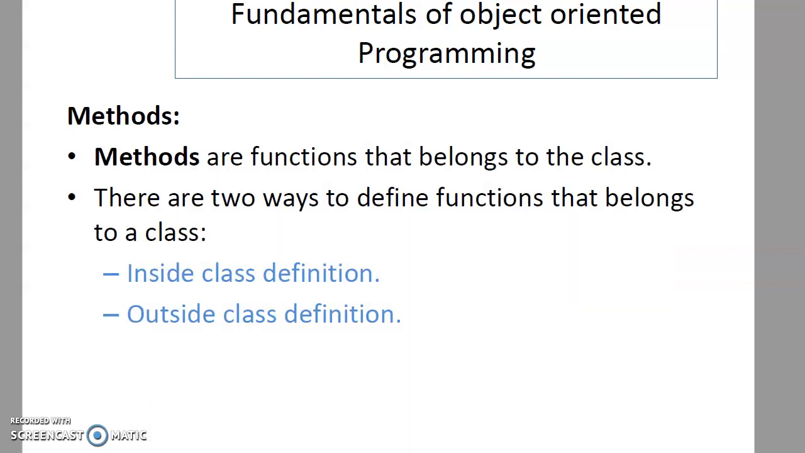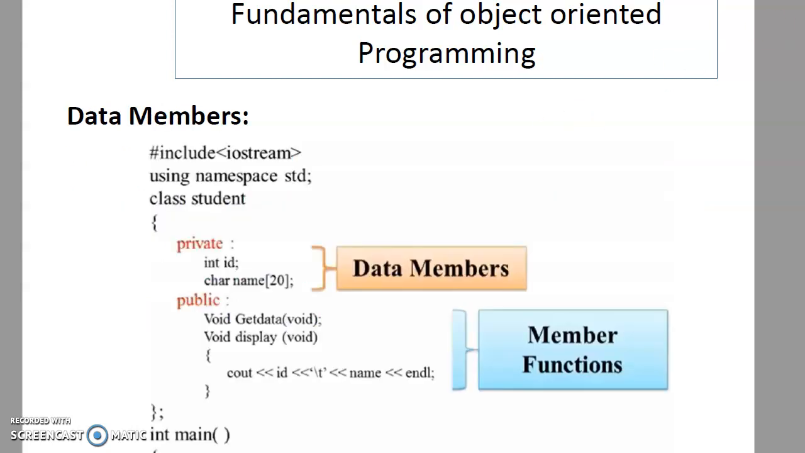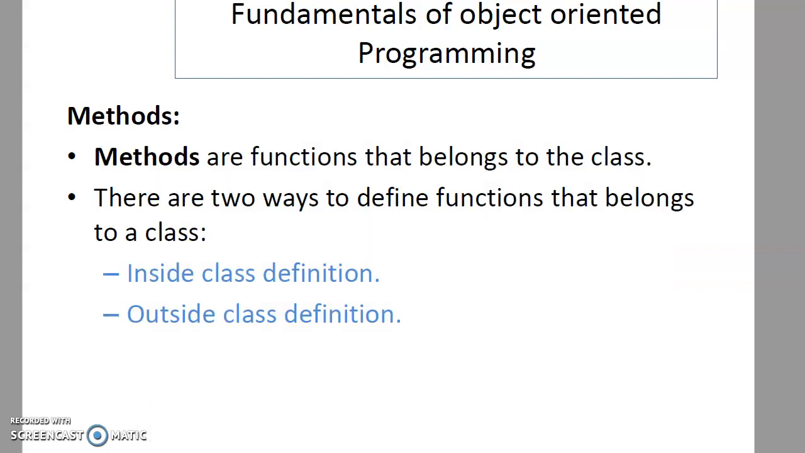Now, speaking about methods: methods are functions that belong to the class. In the previous example, the methods are get data and display, and the data members are id and name. There are two ways to define functions that belong to a class: inside class definition and outside class definition. They can be defined inside the class definition or outside the class definition.